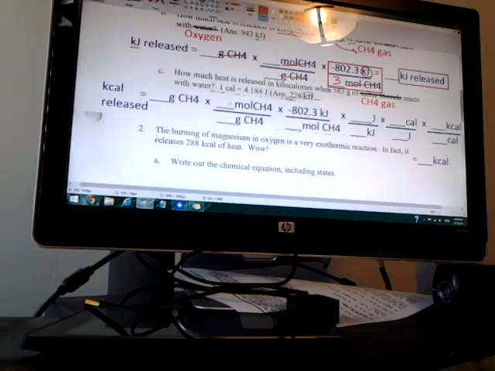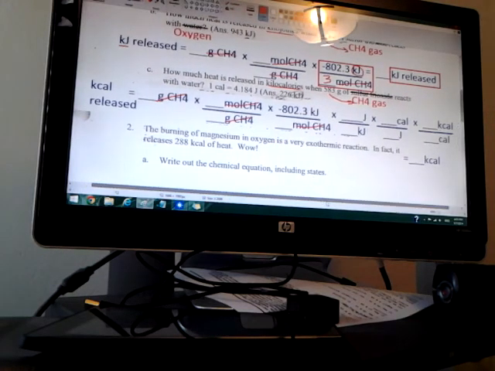And in part C, you're looking for the exact same thing, except now it's in kilocalories. And you have the same amount of CH4 as you did last time. So you can write everything all the same, grams to grams, moles to moles, moles to kilojoules, but you can't stop there. You have to turn kilojoules into kilocalories.